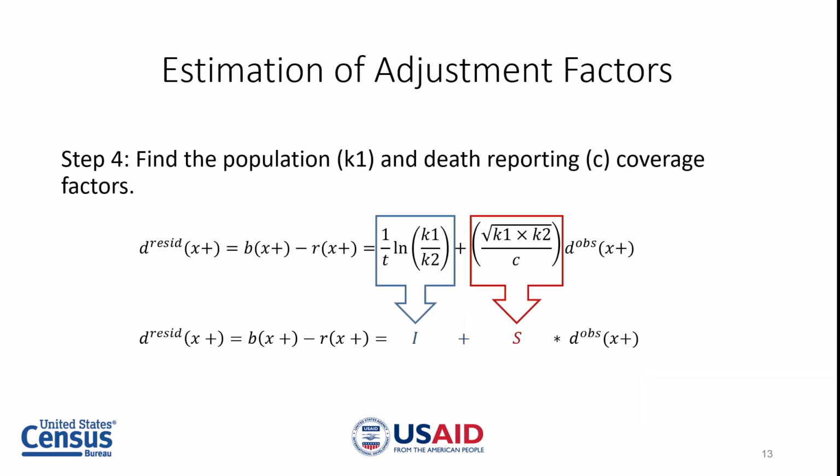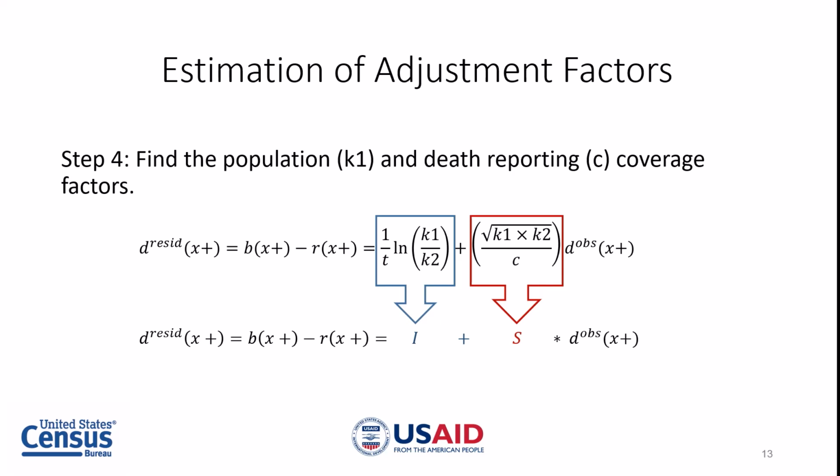Once you have estimations of I and S from the orthogonal regression estimated in step 3, in step 4 you will find the population coverage K1 and death reporting completeness C. To do that, let's look at the constant I and slope S of the linear equation. Compare the equation at the top with the equation at the bottom. We indicate the relation of the intercept I to measurements of census coverage and the relation of the slope S to the adjustment factor for death recording from census data.